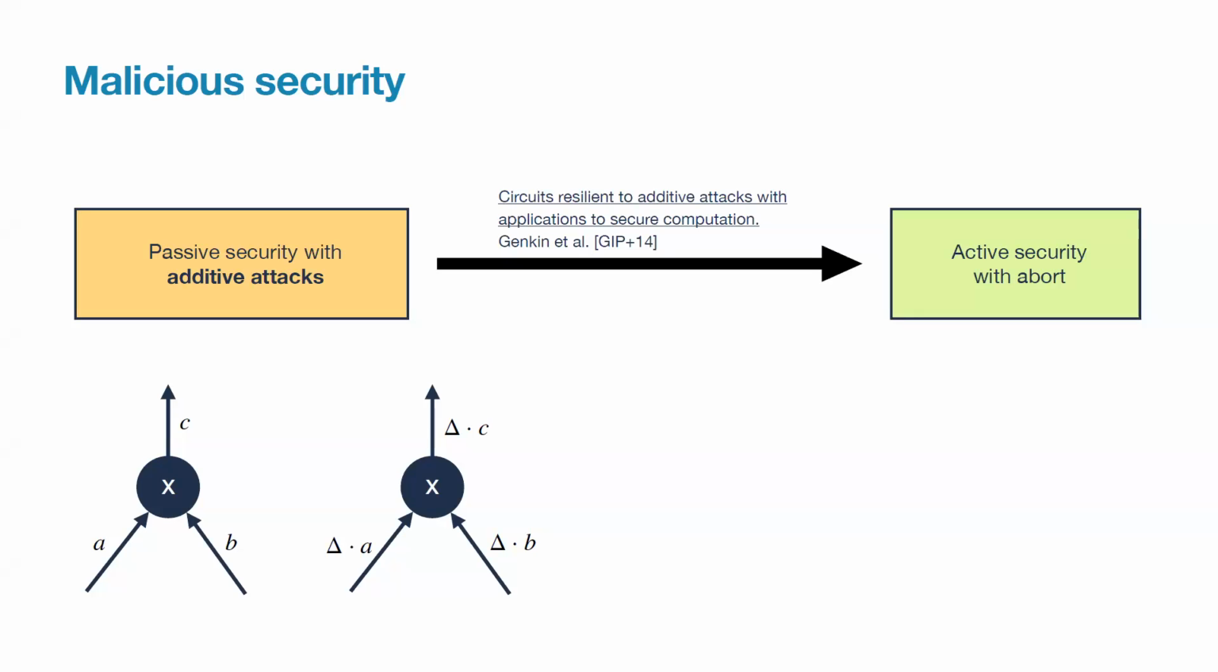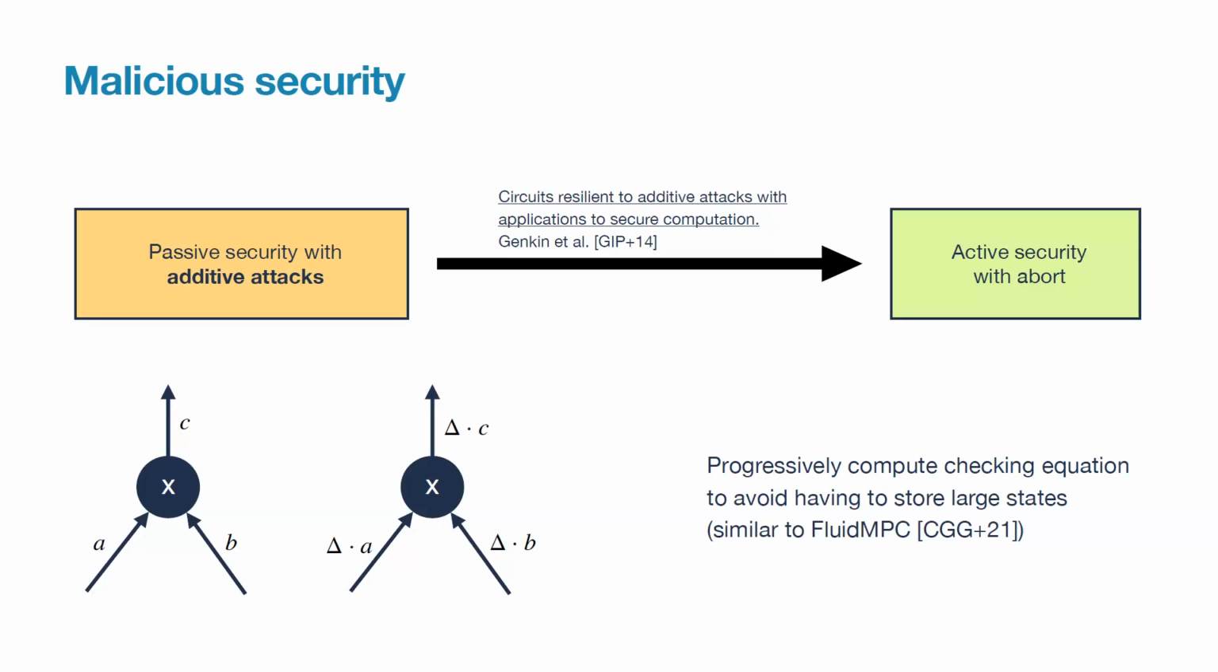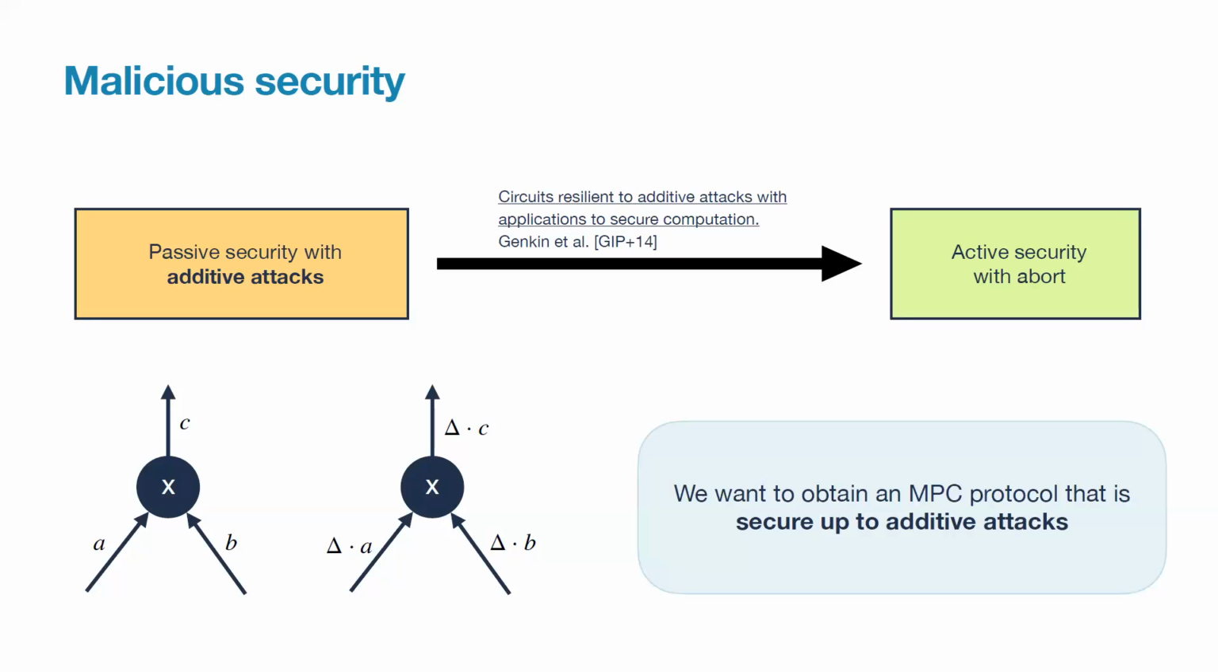The way these checking iterations are computed is similar to what is done in the Fluid MPC paper, which is that instead of just computing them at the very end of the protocol, we compute them gradually throughout the operations so that the relays don't have to store a very large state. Okay, so what we want is to build an MPC protocol that is secure up to additive attacks. Now, we are using a linear secret sharing scheme, so linear operations can be done locally. So the place where the adversary can introduce these additive errors will be in the multiplication protocol. So we have to look at the multiplication protocol we are going to use.